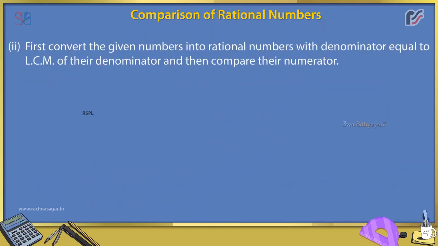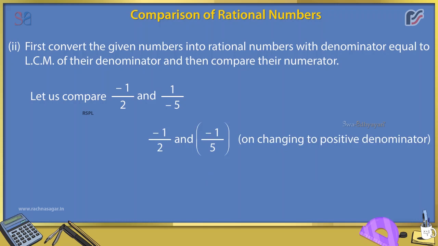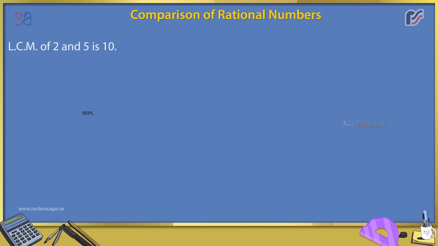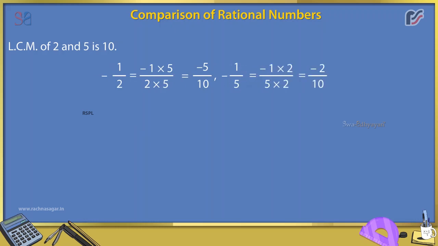2. First, convert the given numbers into rational numbers with denominator equal to the LCM of their denominators, and then compare their numerators. Let us compare minus 1 by 2 and 1 by minus 5, that is, minus 1 by 2 and minus 1 by 5. On changing to a positive denominator, the LCM of 2 and 5 is 10. Minus 1 by 2 is equal to minus 1 into 5 by 2 into 5, which is equal to minus 5 by 10. Minus 1 by 5 is equal to minus 1 into 2 by 5 into 2, which is equal to minus 2 by 10.